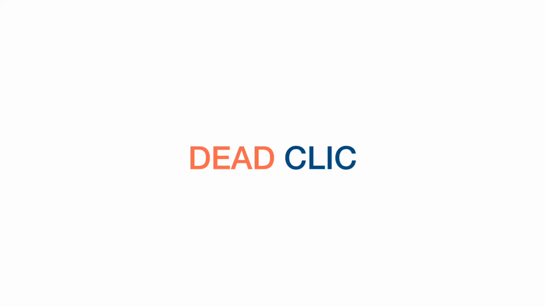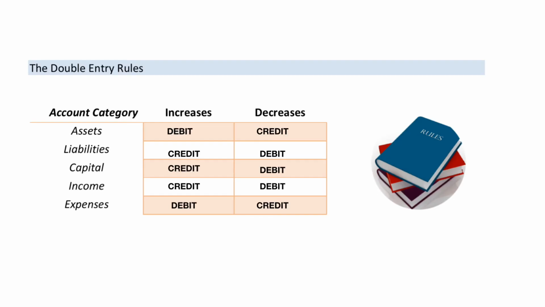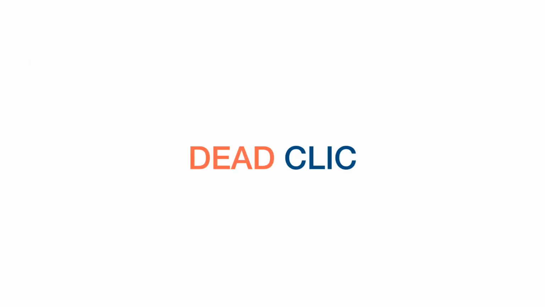Now one easy way for you to remember this is a memory aid called DEAD CLIC. You need to debit your expenses, assets and drawings. Now drawings is when your owner withdraws money, which means a capital decrease. So when the capital decreases, what did you do? You debited it. Okay, clear? And then you have CLIC where you need to credit liabilities, income and capital when they increase.